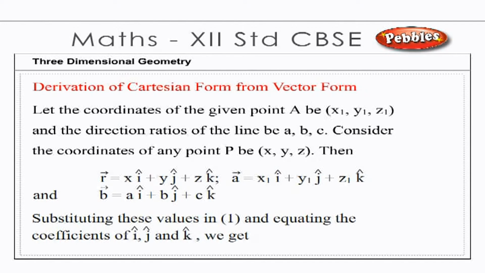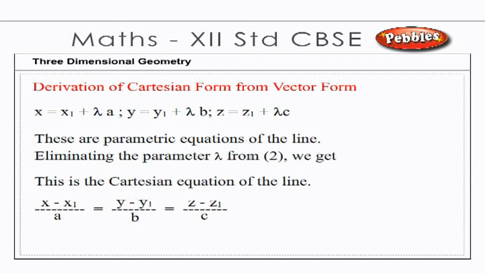Substituting these values in 1 and equating the coefficients of i, j and k, we get x is equal to x1 plus lambda a, y is equal to y1 plus lambda b, z is equal to z1 plus lambda c. These are parametric equations of the line. Eliminating the parameter lambda from 2, we get (x minus x1) by a is equal to (y minus y1) by b is equal to (z minus z1) by c. This is the Cartesian equation of the line.